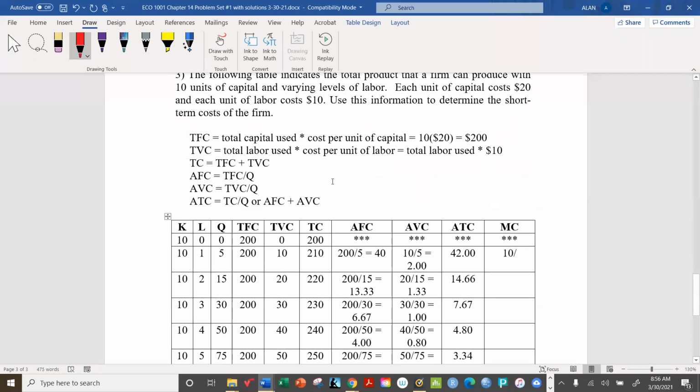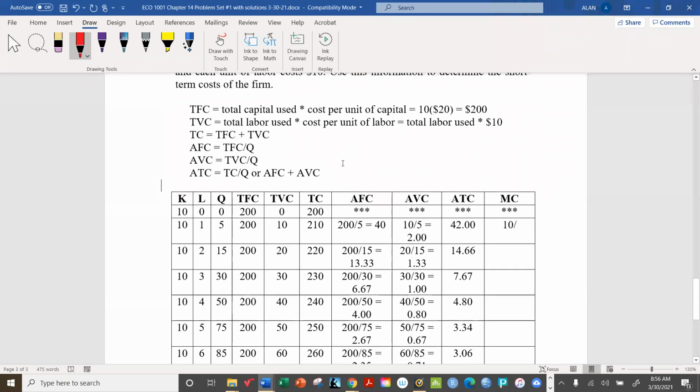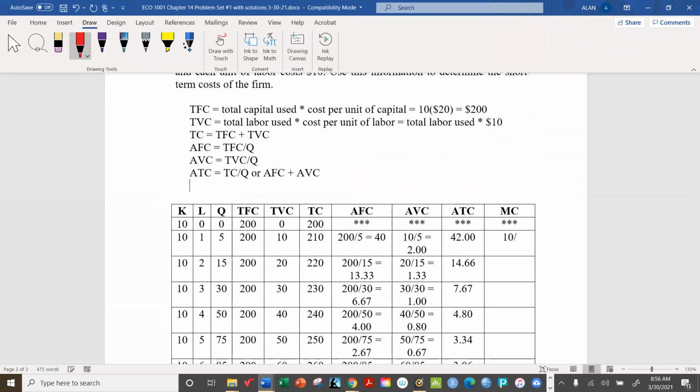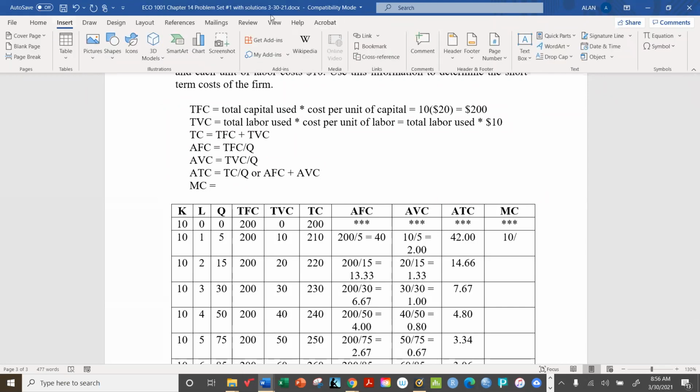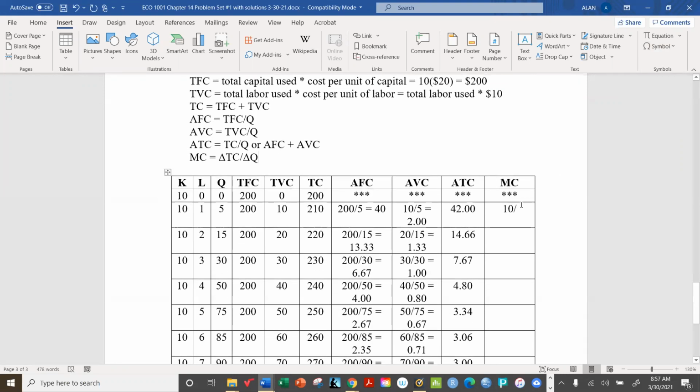Actually, I forgot to add that here. The change, marginal cost, equals the change in total cost over the change in output. And remember, what it's trying to capture is the cost of producing the last unit of that good. So for the changes in Q, we just look at the differences between each row.